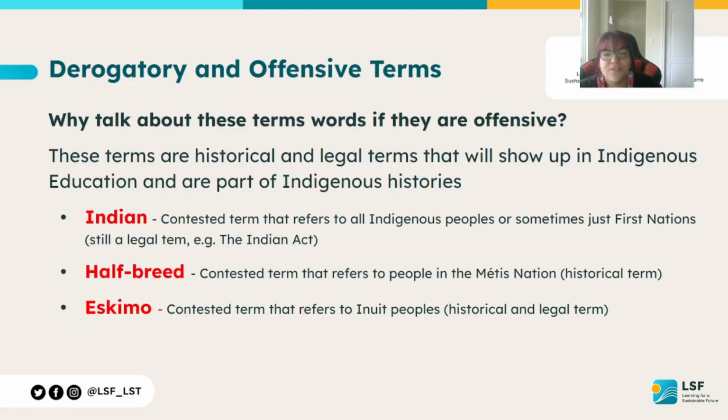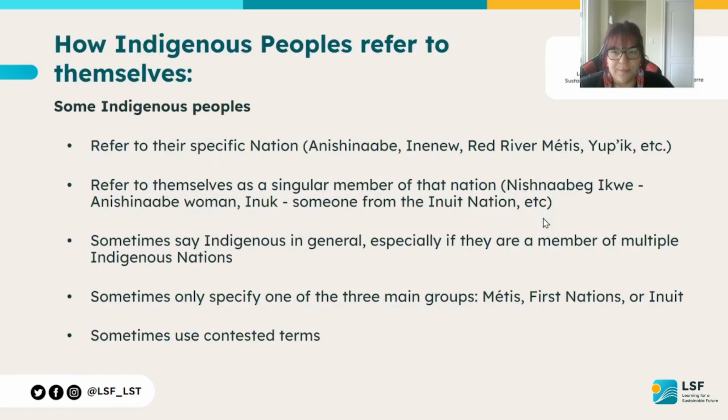Then we have the term Eskimo. This is a contested term that is talking about Inuit people. Some Inuit people might refer to themselves as Eskimo, and this was a term used by the Canadian government and in legal documents, and it will come up in maybe older Inuit resources because it was a term that was accepted. Now it's not an acceptable term to use loosely, and it is important to talk about these terms so that students understand the context of them, how and why they are no longer used, and the effect that it could have on Indigenous people who are part of these groups.